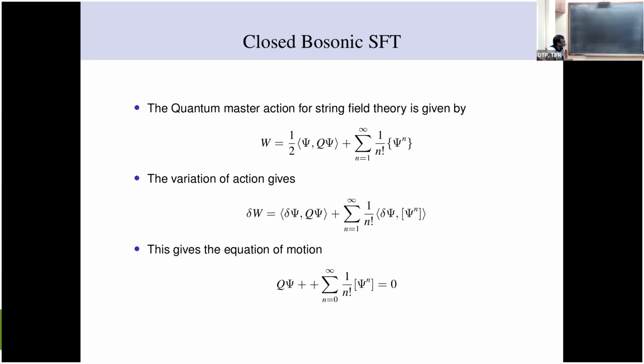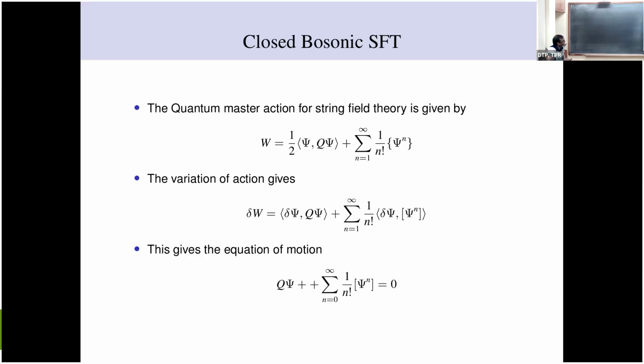So you have this 1 over n factorial to avoid overcounting, and then you have this psi to the power n. This psi to the power n means there are n insertions of this psi field. So all these A1 to An are psis. And this is the elementary vertex region which we defined earlier.